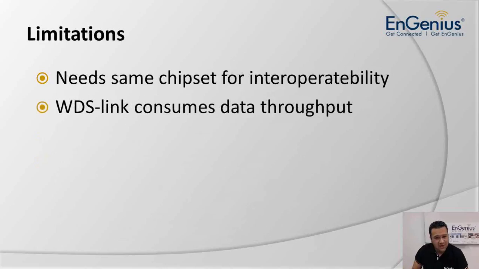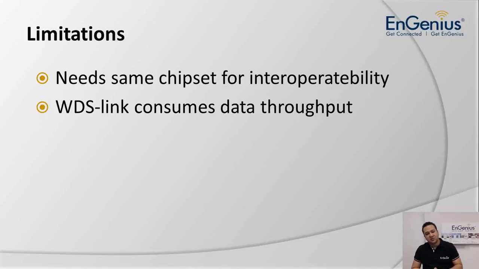Of course, if you have benefits, there are also limitations. Well, the most important thing that we have to consider is that it is almost necessary to use the same chipset and even the same model of access point if you use the access points in WDS deployment. WDS mode is very sensitive to compatibility in order to work in an optimal way. This restriction for the protocol is not only for EnGenius products, but also other brands encounter this limitation.